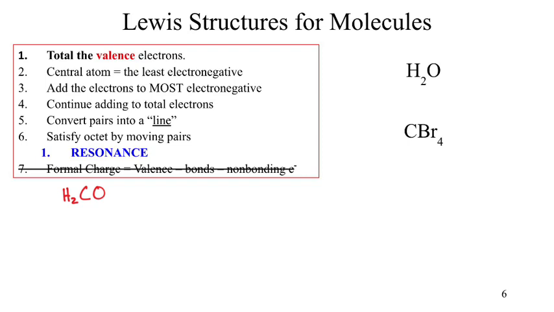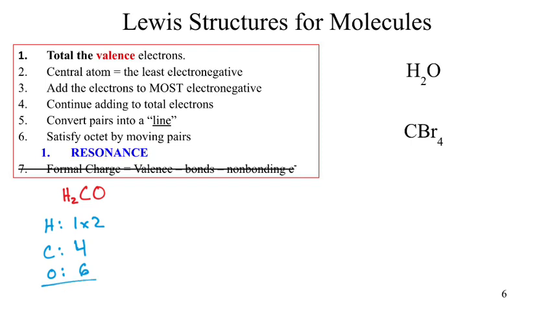H2CO. We'll make it a whole lot more complicated. Okay? So, step 1, valence electrons. Hydrogen has how many valence electrons? 1, but there's 2 of them, so we multiply by 2. Carbon has how many valence electrons? 4. Oxygen has how many valence electrons?